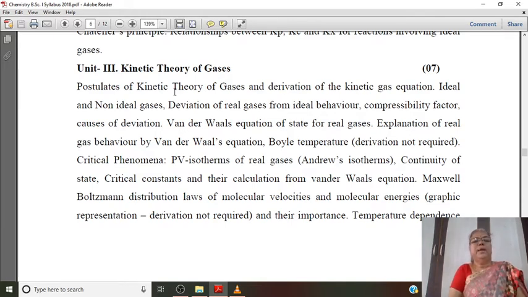At the time of teaching of this kinetic theory of gases, I will explain all these laws. For the time being, remember that this chapter is also a very interesting chapter and very simple to understand. You will study this chapter very well.